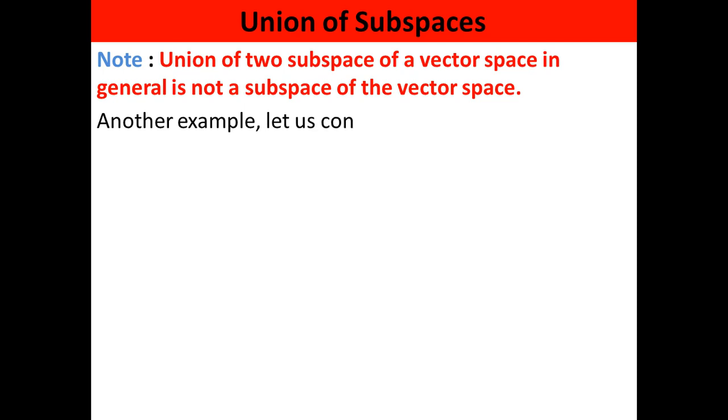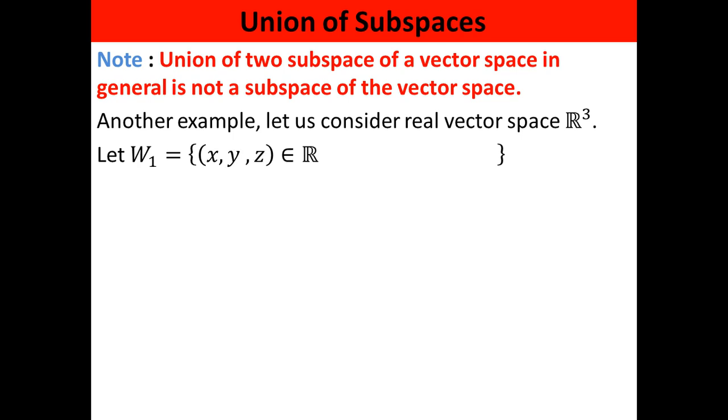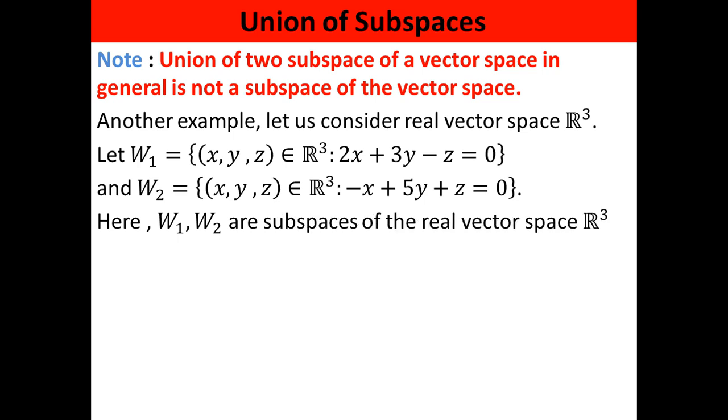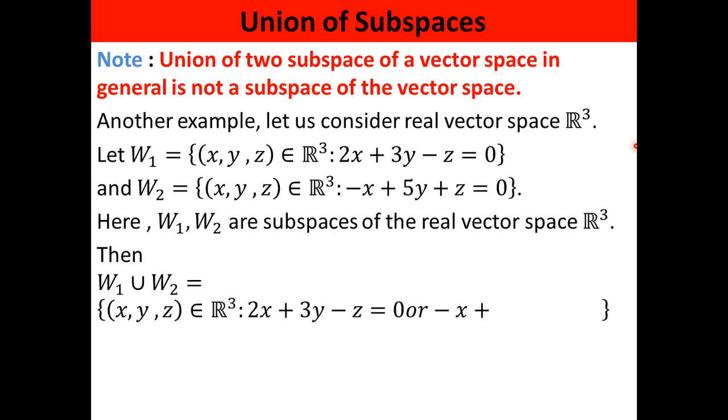Here I give another example. Let us consider the real vector space R3. Let W1 equal to {(x, y, z) such that 2x plus 3y minus z equal to 0}, and W2 equal to {(x, y, z) such that minus x plus 5y plus z equal to 0}. Here both W1 and W2 are subspaces, but the union is not a subspace. W1 union W2 is the set of (x, y, z) such that this condition holds or this condition holds. Here this is not a subspace.